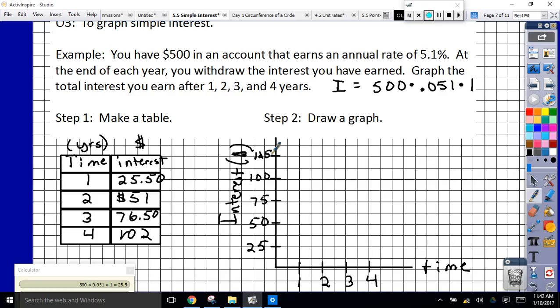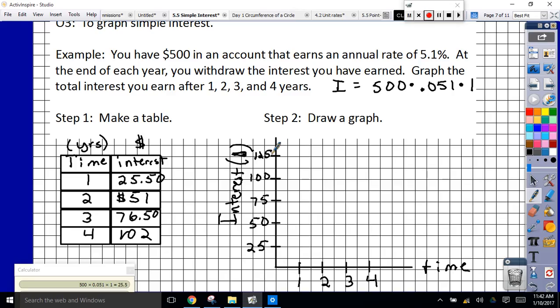Don't just put the numbers from the right-hand side on your graph. The numbers that you use for your scale have to be evenly spaced. So you have to pick an amount and go by it. So here we're going by 25s.